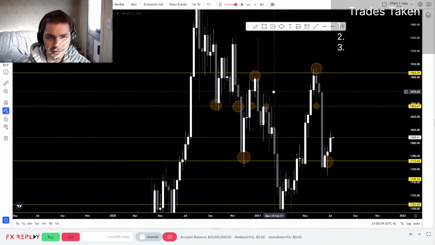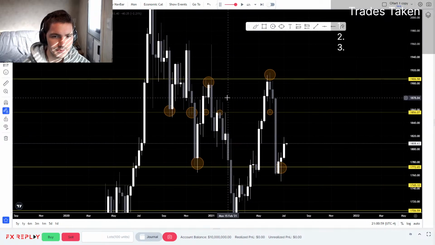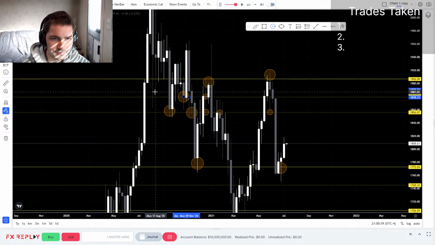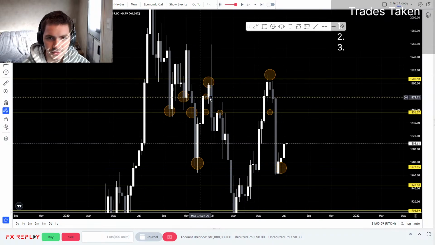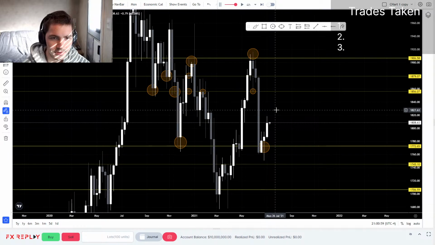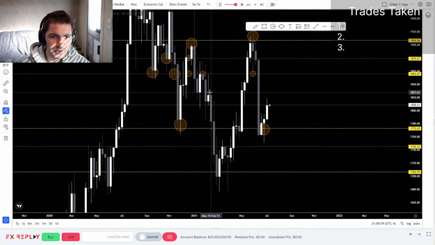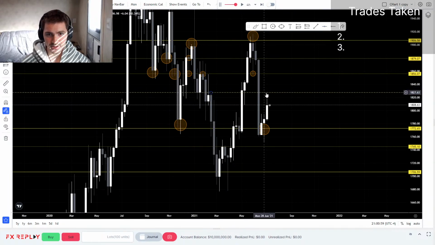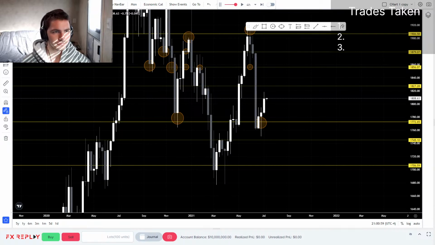Then we're going to go look for other places, such as this one. And I'm marking this because of this zone right here and these two. So it got respected twice over here. Going down for more. I'm going to mark this. Now this one is only right here. So it's not as strong, but it is a little something. And then one right here.